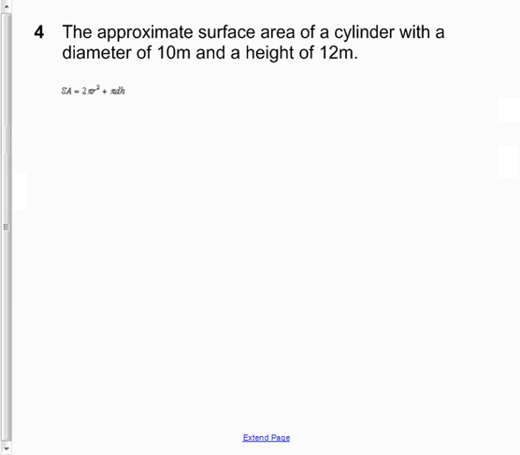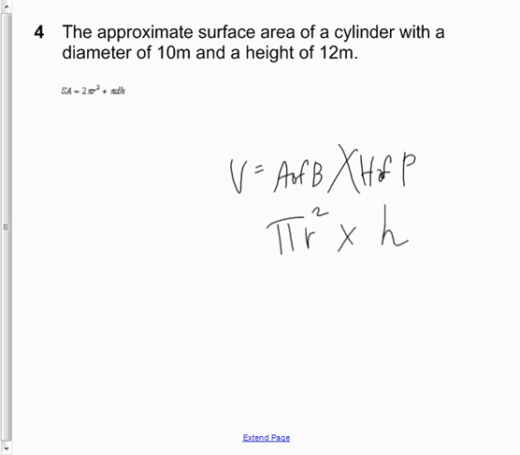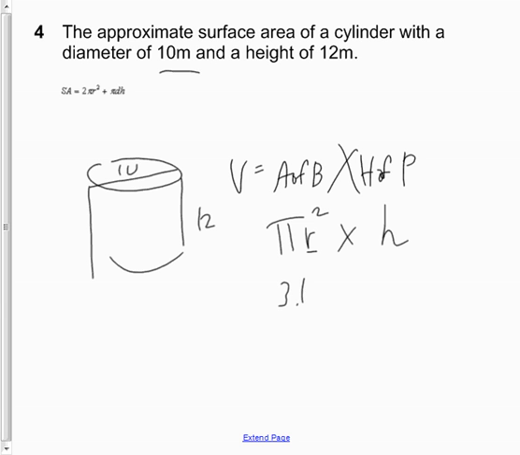Question 4 says the approximate surface area of a cylinder. So what's the formula for the volume of any cylinder? The volume is the area of the base multiplied by the height of the prism, no matter which one we're talking about, whether triangular prism, rectangular prism, cube, or cylinder. In this case, the area of the base is a circle, so we're going to use pi r squared multiplied by the height of the prism. The diameter is 10, and the height is 12. So if the diameter is 10, the radius will be 5.